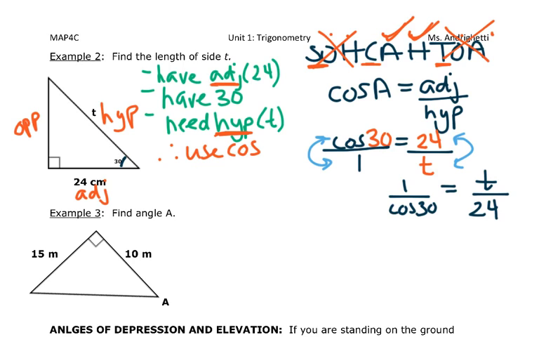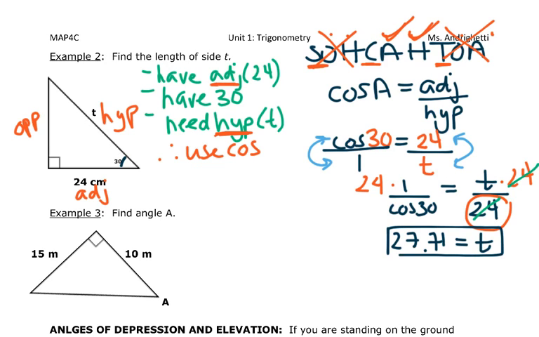And now this has become simple algebra. We want T by itself. No problem. It's at the top now. Everything's good. We're going to get rid of this divided by 24 by multiplying by 24 on this side and multiplying by 24 on this side. These two cross out, and we've got on the left side 24 times 1 over cos 30. And if you throw that all into the calculator, you get 27.71, if we're rounding to 2 decimal places, equals T. So there is our final answer for T.